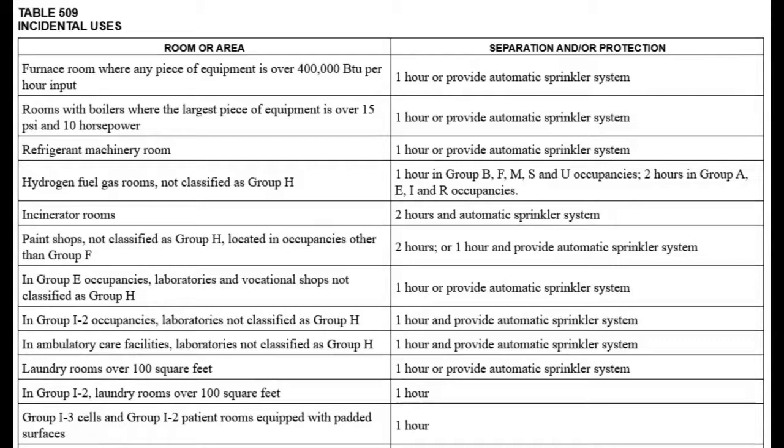This is the incidental use table in Chapter 5 of the IBC. Table 509 lists the fire ratings for the walls. You would have to go to Chapter 7 to look up the corresponding door fire rating. I'll just mention it as we scroll through. Some of these towards the top are less common, but if you have furnace rooms or boiler rooms with large equipment, refrigerant machinery rooms, hydrogen fuel gas storage rooms that are not high hazard, your fire protection and separation rating is here on the right-hand side.